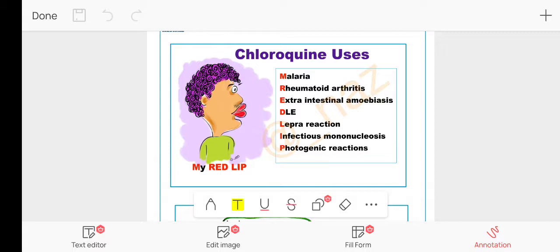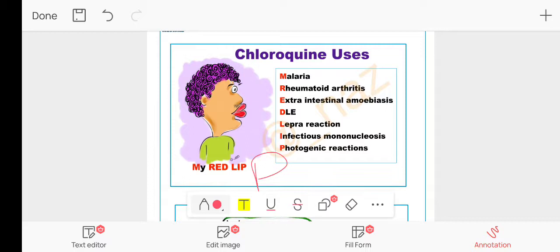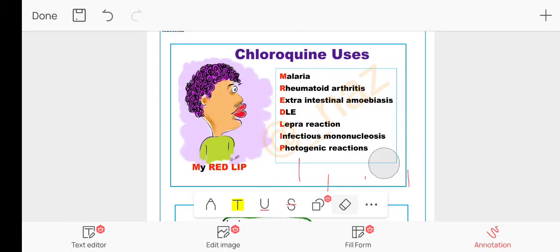Malaria is typically a Plasmodium infection, and there are 4 species implicated in malaria. Let me write them: Plasmodium falciparum, Plasmodium malariae, Plasmodium ovale, Plasmodium vivax. The vivax is derived from the word viva. These 4 species of Plasmodium cause malaria.